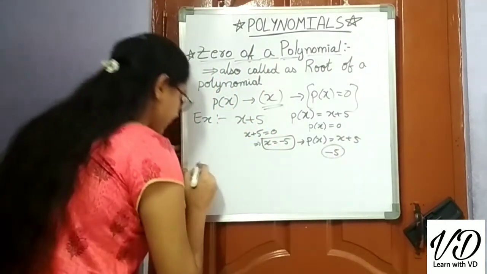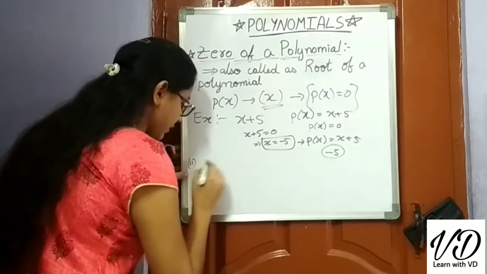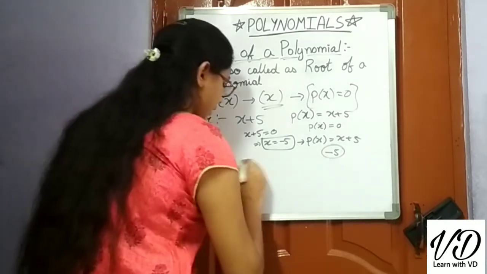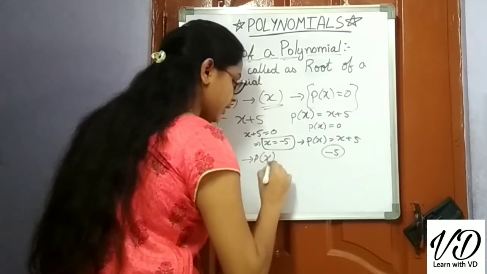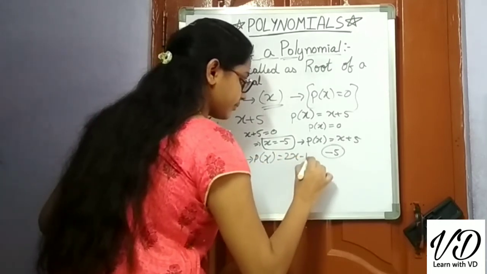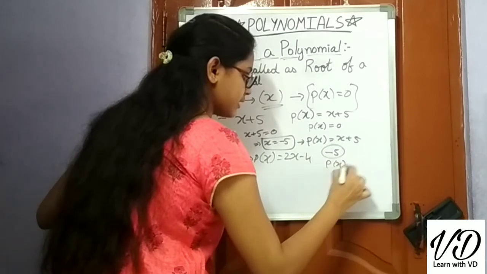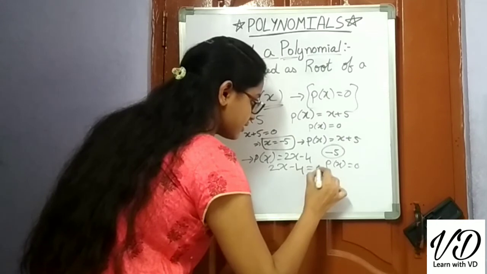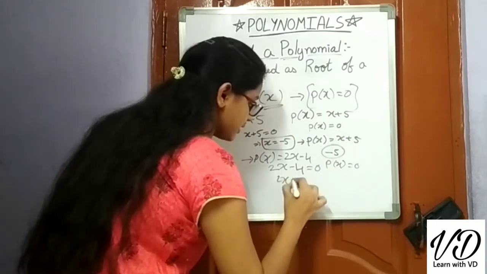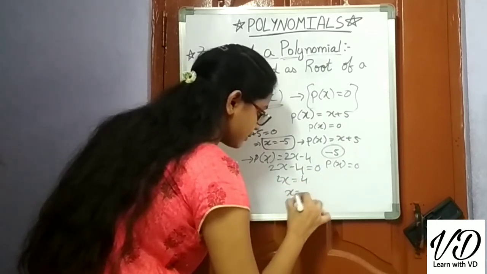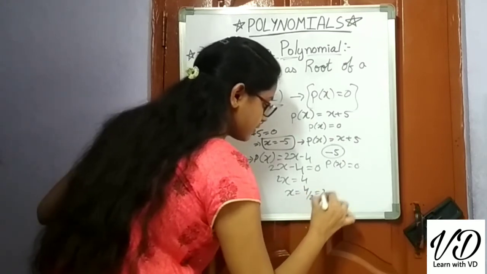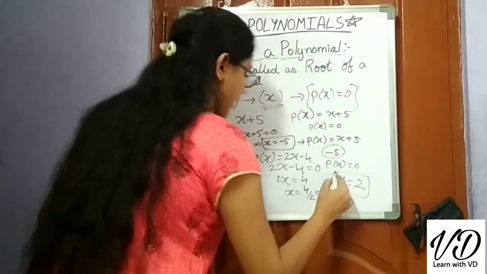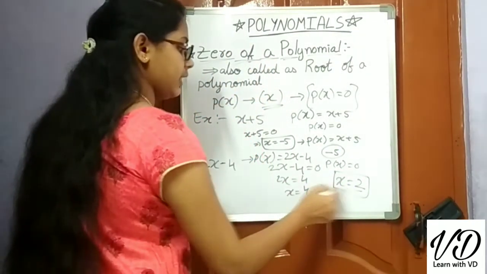Let's take another example. 2x minus 4. Here p of x is 2x minus 4. So p of x tends to 0. So 2x minus 4 is equal to 0. 2x is equal to 4. X is equal to 4 by 2, that is 2. So the 0 of polynomial p of x, 2x minus 4, will be 2.